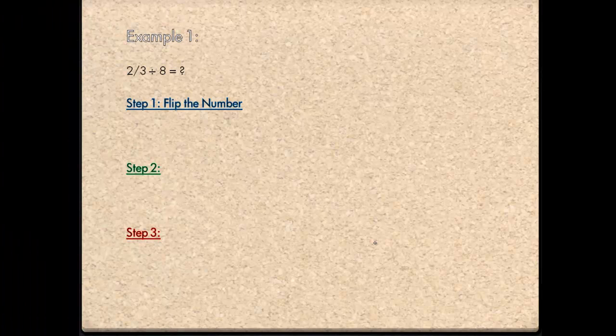What is 2/3 divided by 8? Well, first step, I have 2/3 divided by 8. I need to flip my number. So this equation becomes 2/3, which is the first term. My division sign gets changed into a multiplication sign, and I flip the second number. 8, which is 8 over 1, now becomes 1 over 8. So this is my new equation now.